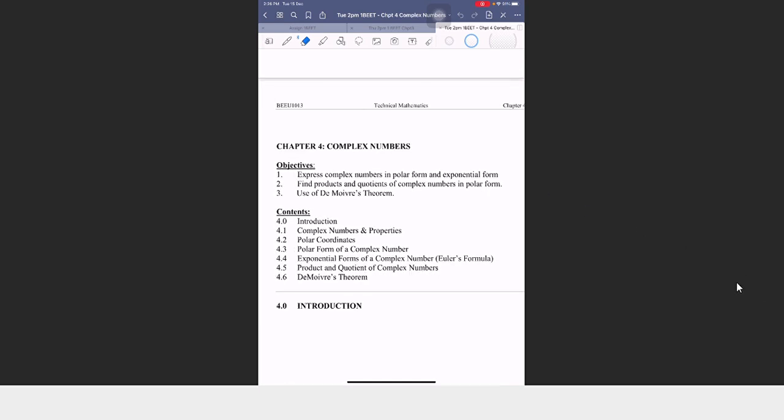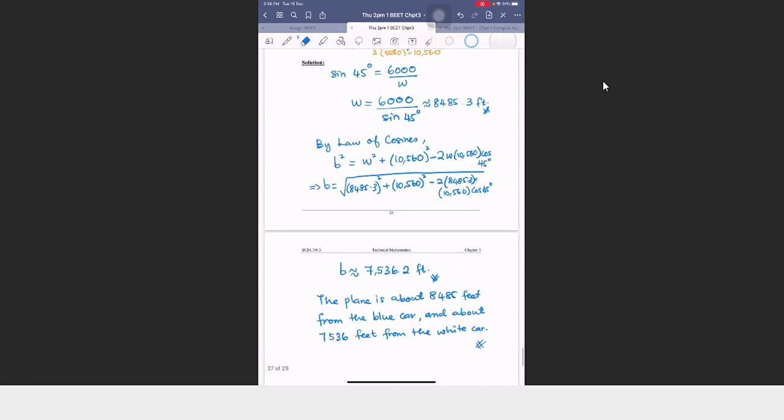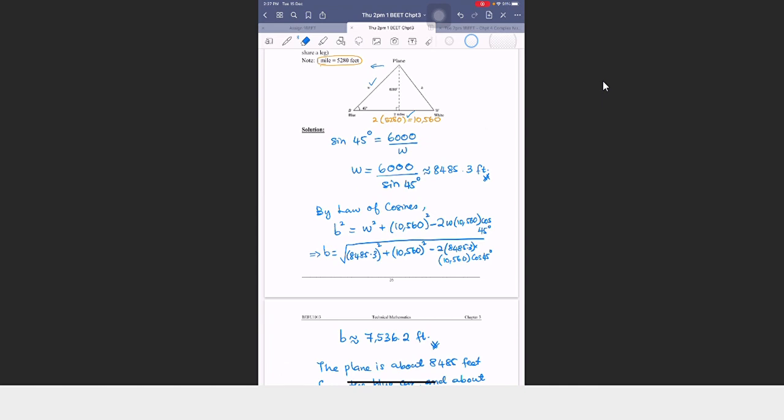Madam, can I ask a question from before? Yes, sure. This question. The b squared equals to w squared. Is that a formula? Yes, it's a formula for the law of cosine.